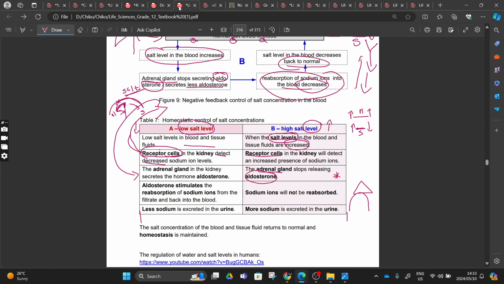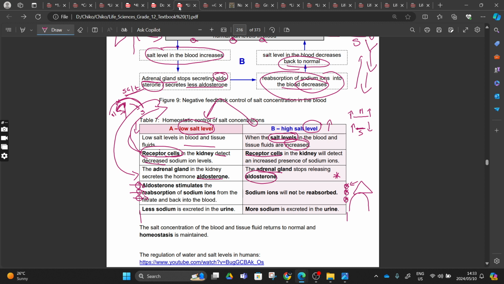That aldosterone, the adrenal gland in the kidney, they secrete aldosterone. Then the aldosterone is going to stimulate the reabsorption of sodium ion from the filtrate and back into the blood. So this aldosterone is going to open here so that the salt will come back to the blood. Again, this one is blood, this one is blood, both of them, right? So the salt can come back. But if we have much here, we are not going to expel that salt. We are only going to close, so the salt is not going to be allowed in. Here the salt will be allowed in, right?